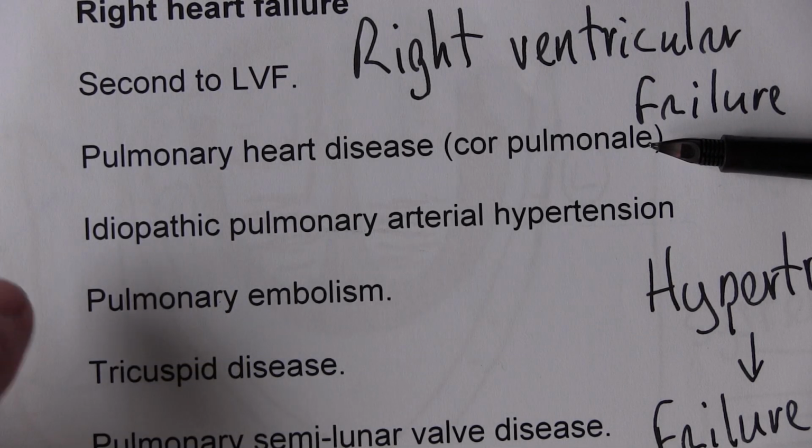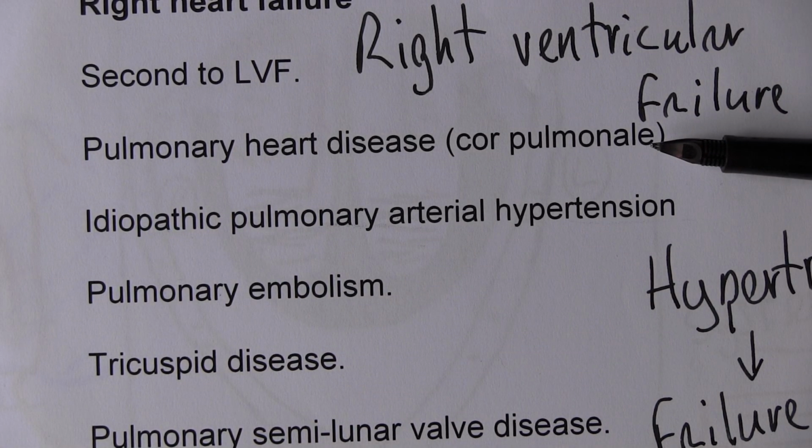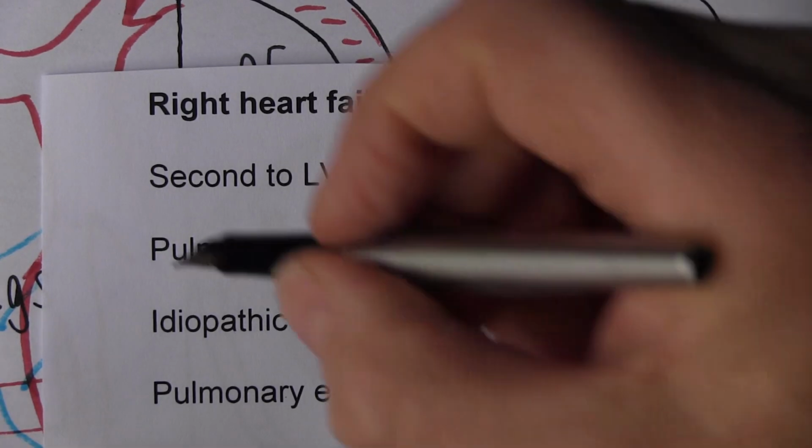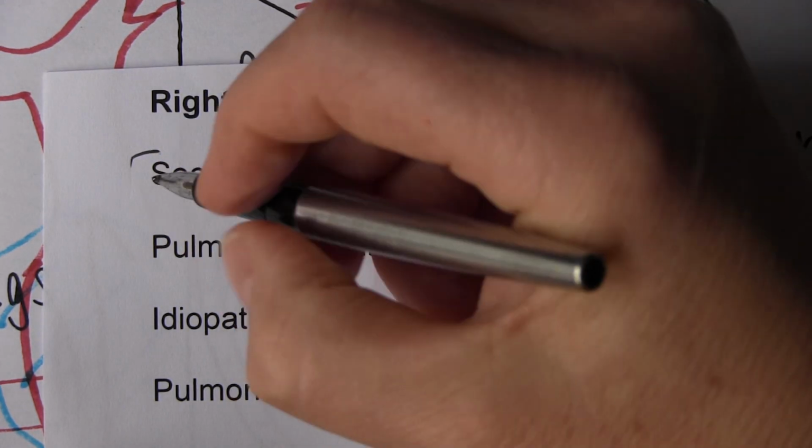Right ventricular failure caused by reduced oxygenation of the lungs, mediated via the mechanism of pulmonary arterial vasoconstriction, causing pulmonary arterial hypertension, increasing right ventricular workload, leading to right ventricular failure. So they're the main two that we see, secondary to LVF and pulmonary heart disease.